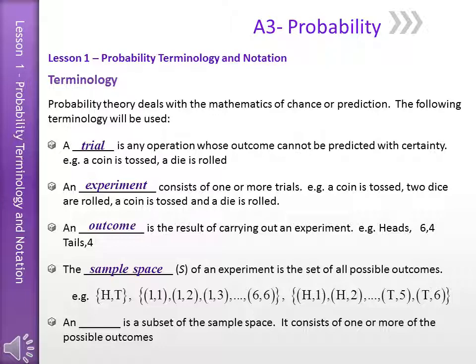If we flip a coin and roll a dice, we could get heads and a 1. We could get heads and a 5. We could get tails and a 2. And we could get tails and a 6. An event is a subset of the sample space. It consists of one or more of the possible outcomes.